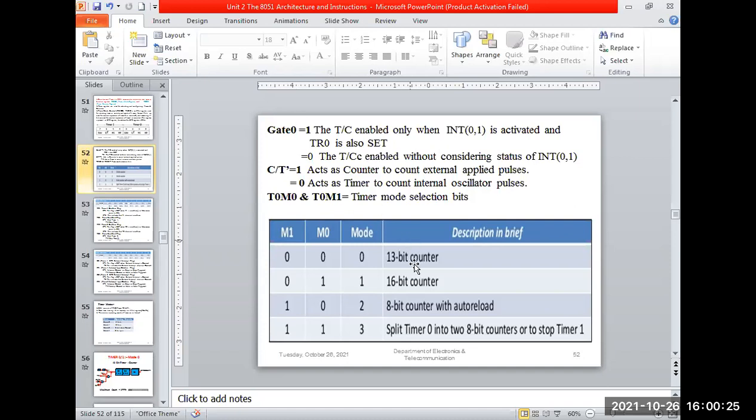Actually, we wrote 8-bit for this, but it's 16-bit. Mode 1 is 16-bit, and the last is 8-bit auto reload and the split for the 8-bit last mode. You can modify there.